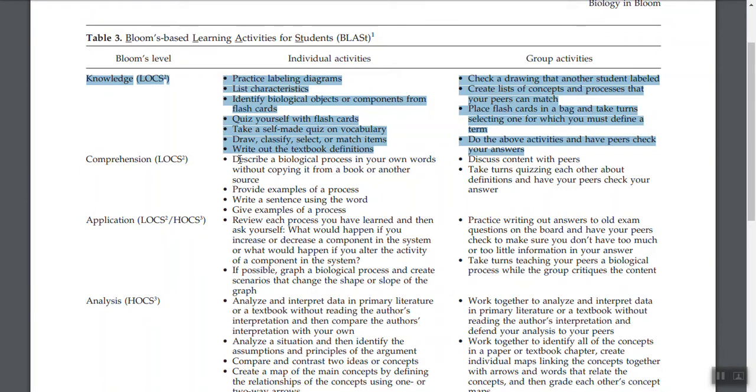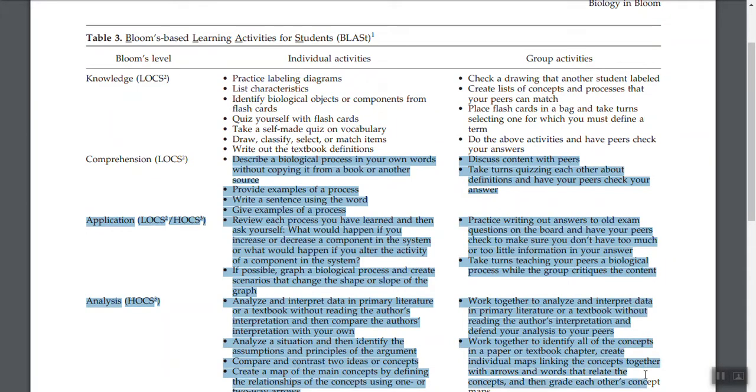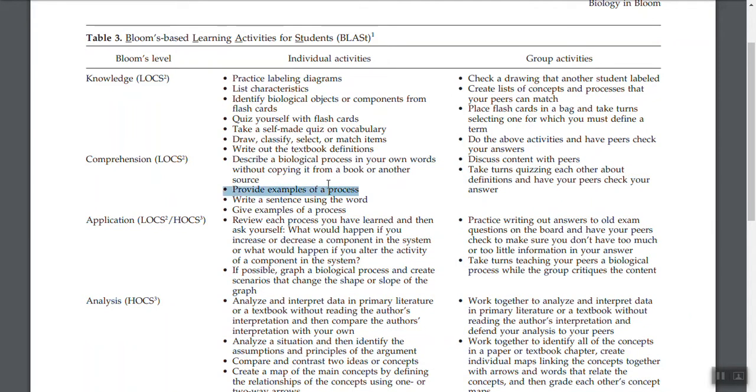And that's when you need to do things at the comprehension, application, and analysis levels. Comprehension, I argue, is also a little bit higher because you do it in your own words, and you provide examples. But this is the most important part: I will emphasize that group work is essential.